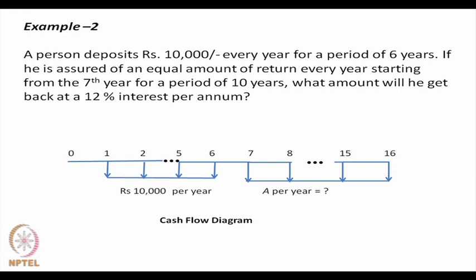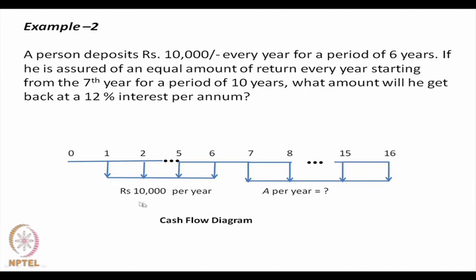For this problem, we have first of all drawn a cash flow diagram. Now, here we are showing that for 6 years 10,000 rupees have been paid. Payments are assumed to take place at the end of every year, and he gets back money from the 7th year through the 16th year, that is for a period of 10 years. All these payments are assumed to take place at the end of the year.